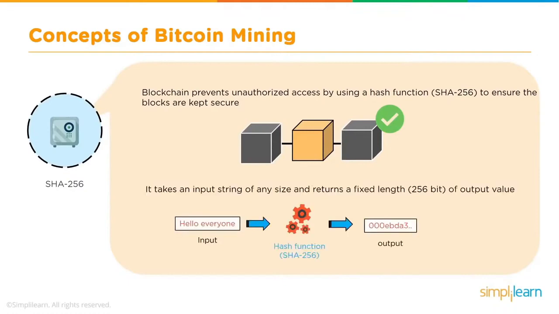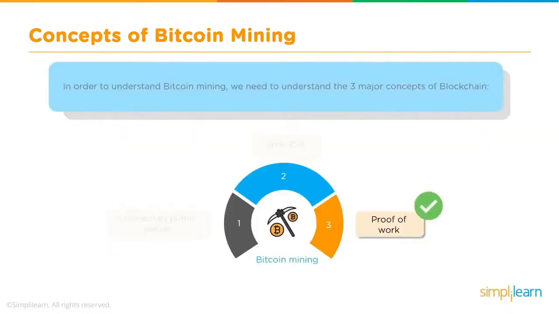Now, SHA-256 takes an input string of any size and returns a fixed-length 256-bit output value, and that is the primary feature of the SHA-256 encryption algorithm. You give any input, it will always give you a 256-bit output, and it is a one-way function. You cannot derive the input reversely from the output you have generated.